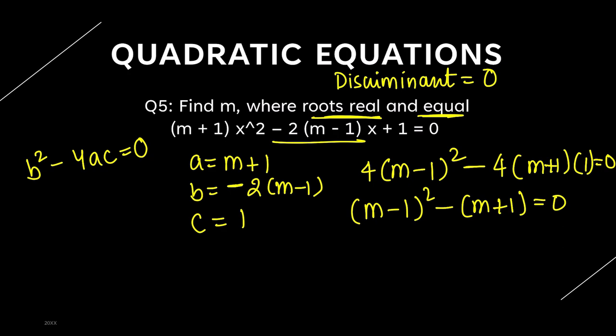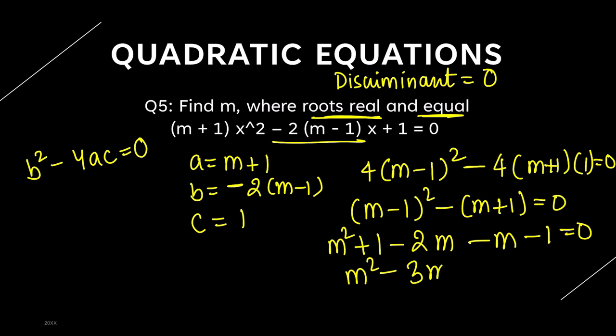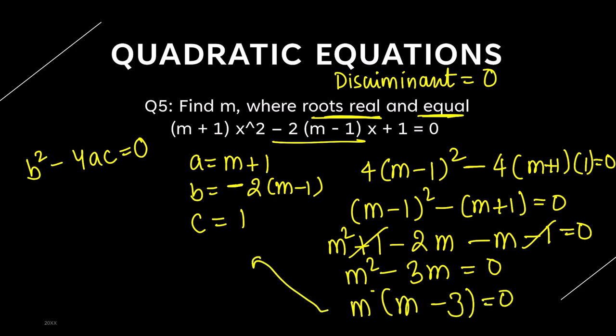So for this value of m, this will get converted to a quadratic equation. M square minus 3m is equal to 0. This will get cancelled out. M common, m minus 3 is equal to 0. So m is equal to 0 or m minus 3 is equal to 0. M is equal to 3.